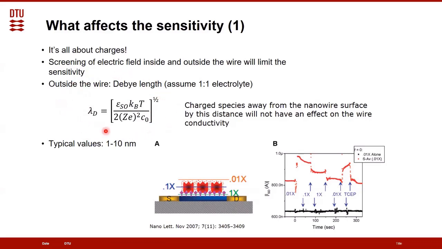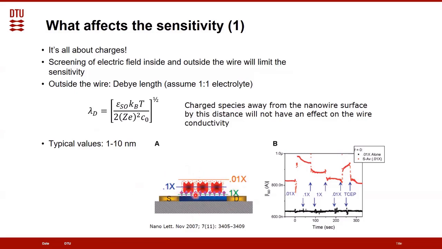Now there is this characteristic length, the Debye length, that we can calculate, which is inversely proportional to the concentration of the electrolyte. The physical meaning of this length is that any charged species situated further away than the Debye length from the nanowire surface are basically invisible to the nanowire and will not have an effect on the wire conductivity. Typical values of this length are 1 to 10 nanometers, so you can see that we don't actually have a lot of playroom. And this is a very nice paper that illustrates exactly the importance of the Debye length.